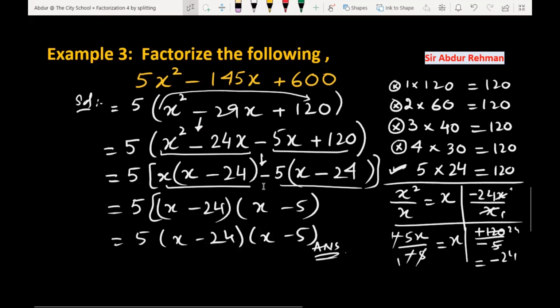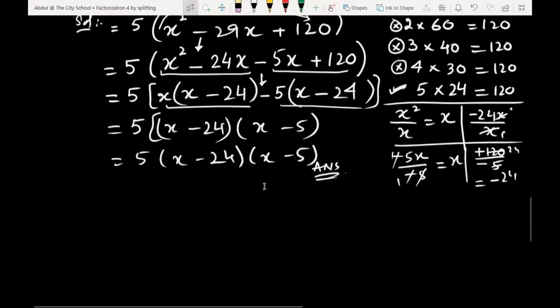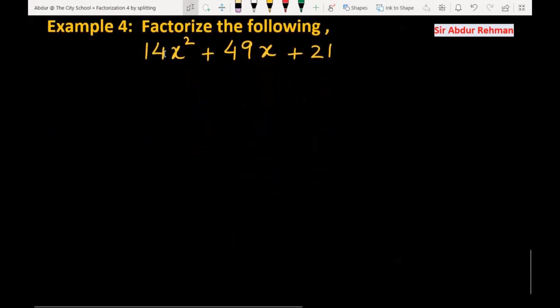Now move on to part 4, example number 4. In example number 4, you have to factorize 14x square plus 49x plus 21. The coefficient of x square is a large number, and the last term is also large. So the first step is to check, is there any common factor here? Yes, there is. 7 is common because 14, 49, and 21 are multiples of 7. So 7 is common here in this case.